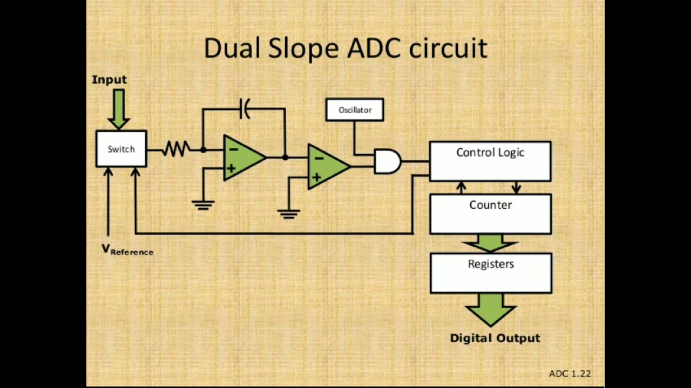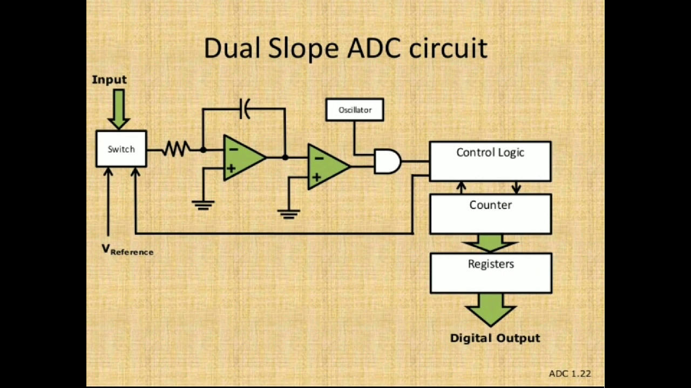Just see the first block, that is a switch. The switch is used to switch the input from the reference voltage to the input voltage. We have two signals: one is a reference signal and another is an input signal. To switch between the reference and the input signals, a switch is used. That switch is controlled by the control logic, which you can see at the right hand side here. The control logic controls the operation of that particular switch, switching between the reference and the analog voltage.